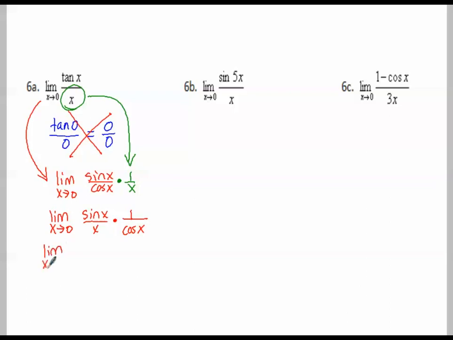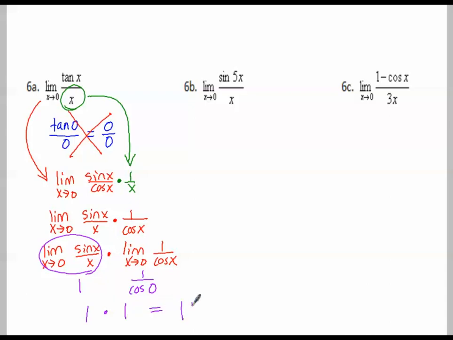Then using our limit properties, limit as x approaches 0 of sine of x over x times the limit as x approaches 0 of 1 over cosine x. This one we've memorized and we know it. Yay! This one is 1. This one we use direct substitution. 1 over the cosine of 0, and we know the cosine of 0 is 1. So this turns into 1 times 1, which is 1. Yay!